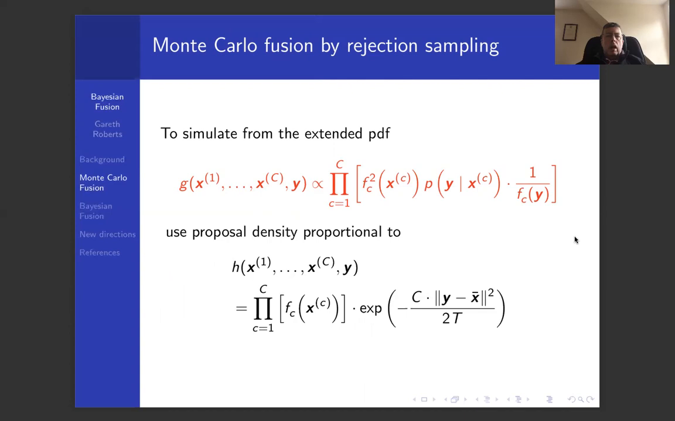Okay, so just as a reminder, we have our density for G, which is given in red there. We're first of all going to introduce the Monte Carlo fusion algorithm as a rejection sampling algorithm by sampling from something which is a little bit more user-friendly to simulate from. So the density H at the bottom is given by the product of these FC random variables multiplied by a Gaussian-like term for Y centered about X bar, where X bar is just the mean of the X values. Now, note in this that we do actually have a tuning parameter for H, capital T here. And this tuning parameter will become very important and one which we'll have to choose carefully in order to optimize the efficiency of the algorithm.